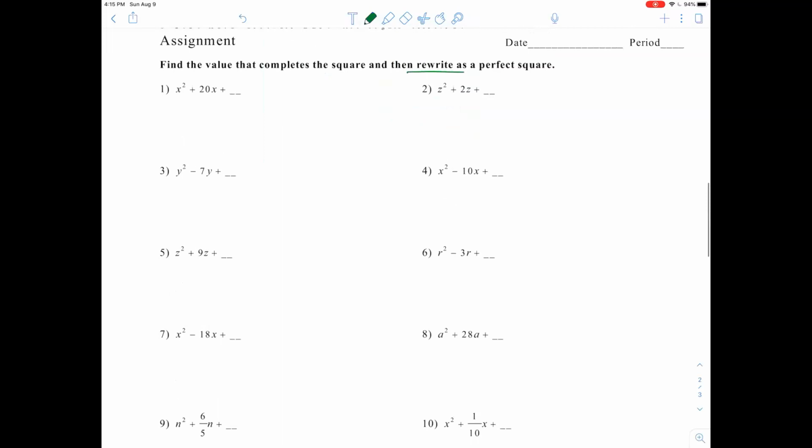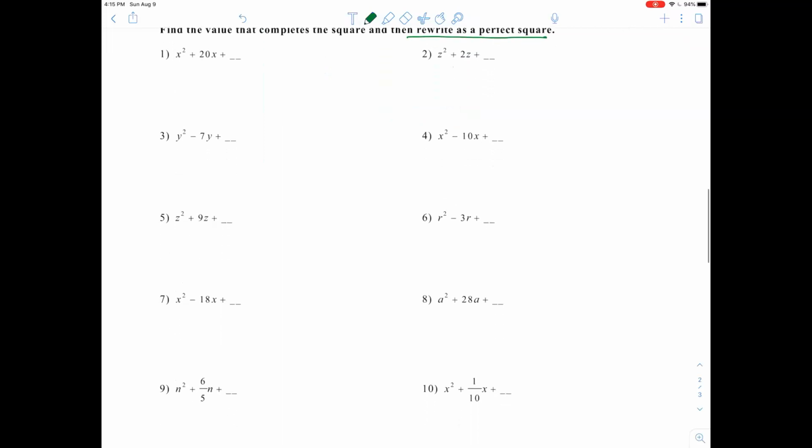And then rewrite as a perfect square. All right, so here we have x squared plus 20x. So we want to split that in half. That's 10, and then square it. That's 100. Factor it out, right? That would be x plus, multiplies to 100, adds to 20. That would be 10 and 10. And since that's a positive 20, it's plus 10 quantity squared.